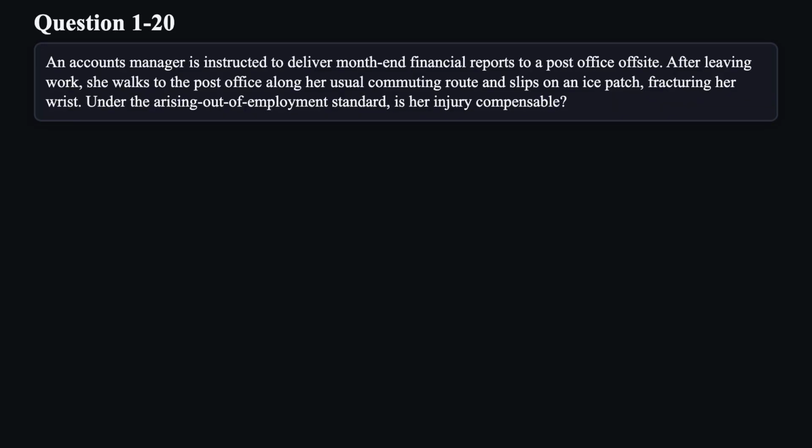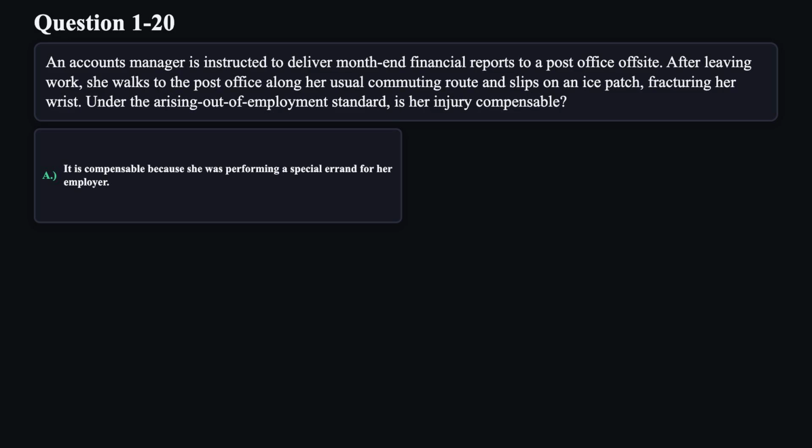Question 20. An accounts manager is instructed to deliver month-end financial reports to a post office off-site. After leaving work, she walks to the post office along her usual commuting route and slips on an ice patch, fracturing her wrist. Under the arising out of employment standard, is her injury compensable?